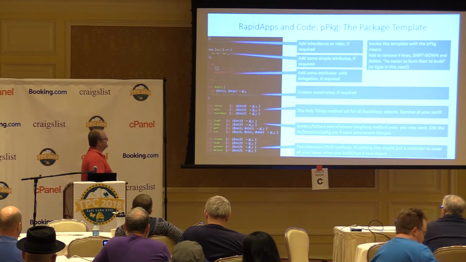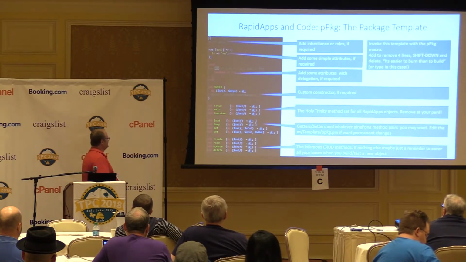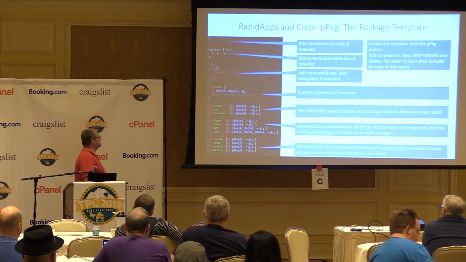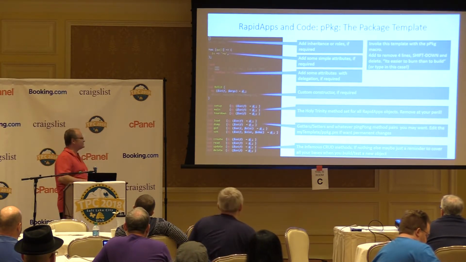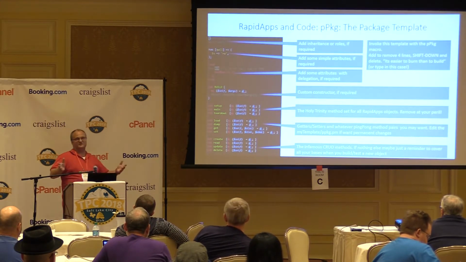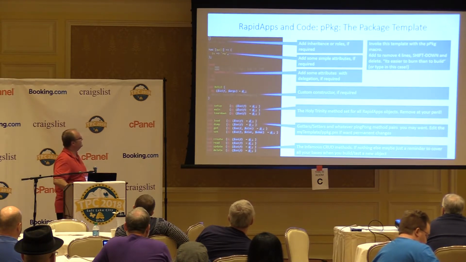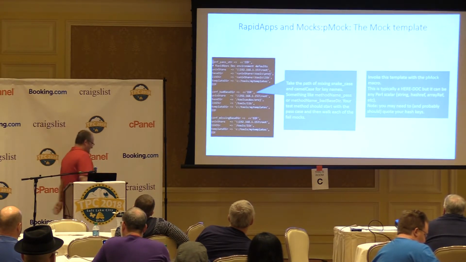Some other standard methods that you may or may not want. Infamous CRUD methods for the create, read, update, delete. Getters, setters, load, dump, ping pong type of functions where there's on, off, two-state, tri-state type of methods that are there. And again, if you want to change any of these templates, it's all just regular text files, so you can easily do that. And then what the mocks look like.